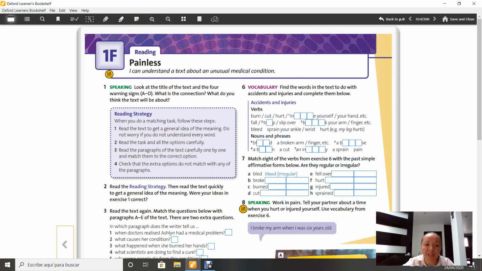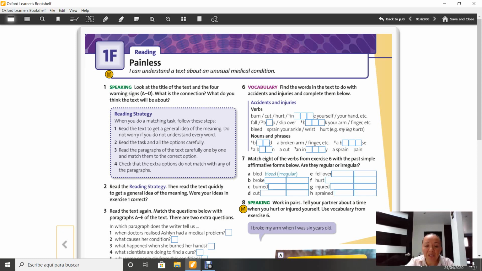Let's check the reading strategy. When you do a matching task, what's a matching task? Como de unir, de completar, follow these steps. Read the text to get a general idea of the meaning. Don't worry if you don't understand every word. Read the task and all the options carefully. What's the meaning of task? Que tengan que entender bien la tarea que se les pide, okay? And read the paragraphs of the text carefully, one by one, and match them to the correct option. Check that the extra options don't match with any of the paragraphs, okay?